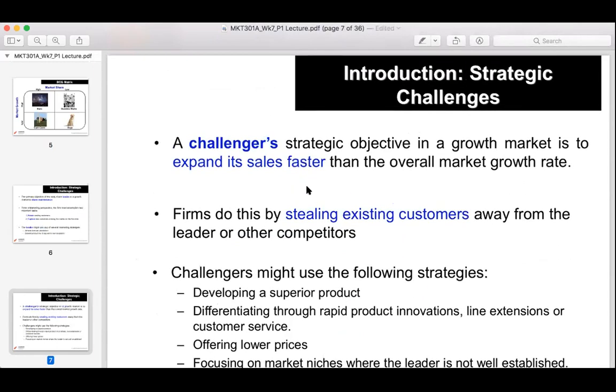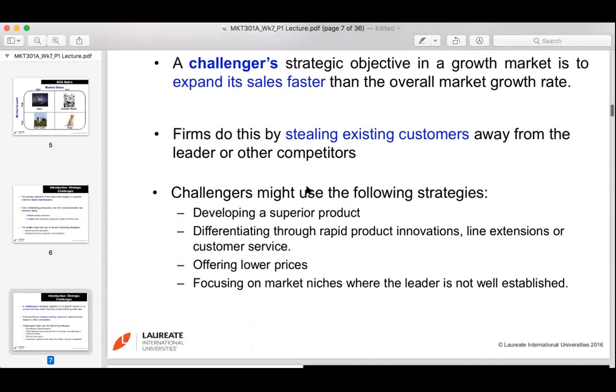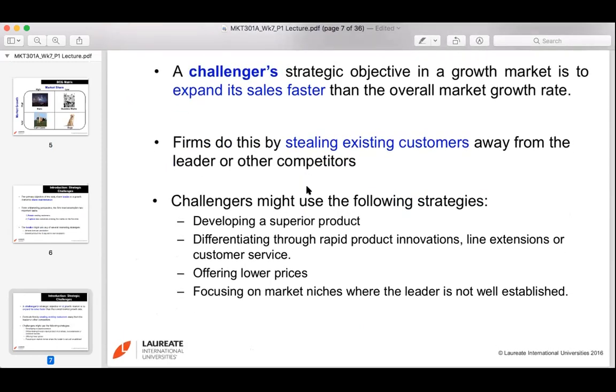From the challenger's perspective, it is a different perspective, because the objective is to expand sales faster than the overall growth rate. So how do they do that? They may steal customers from the current players. If you come on board as the challenger of that industry, your task is to switch the current users of that product to your brand. How do you do that?